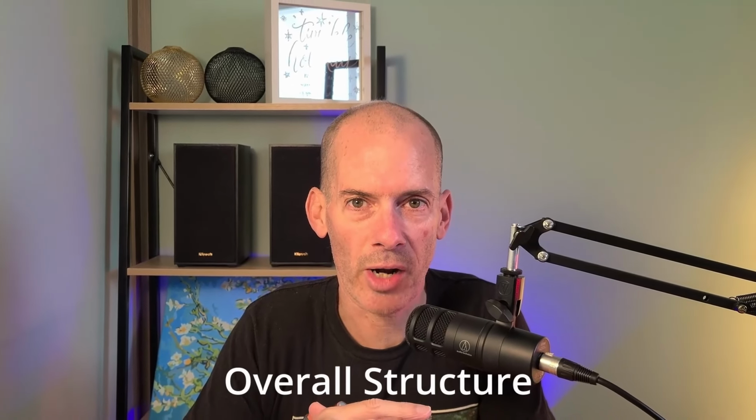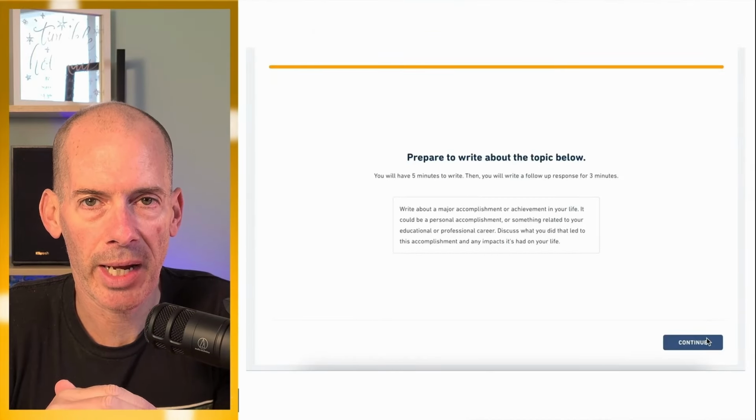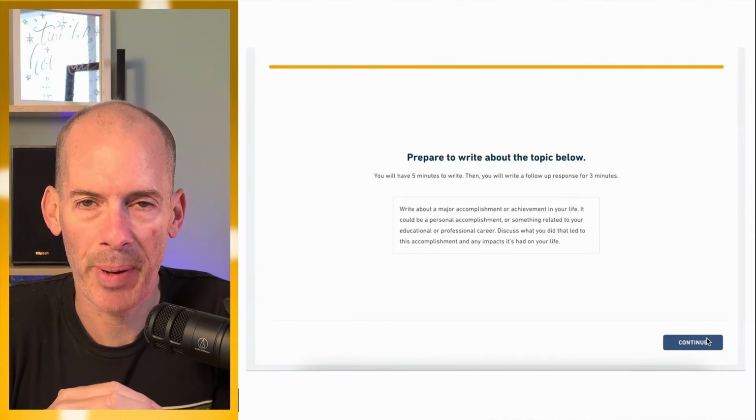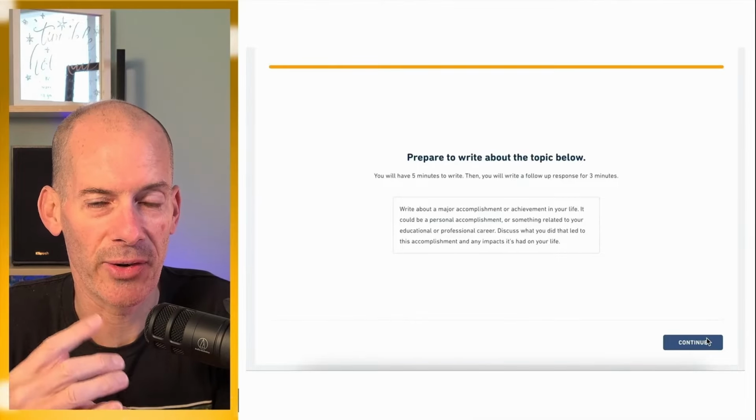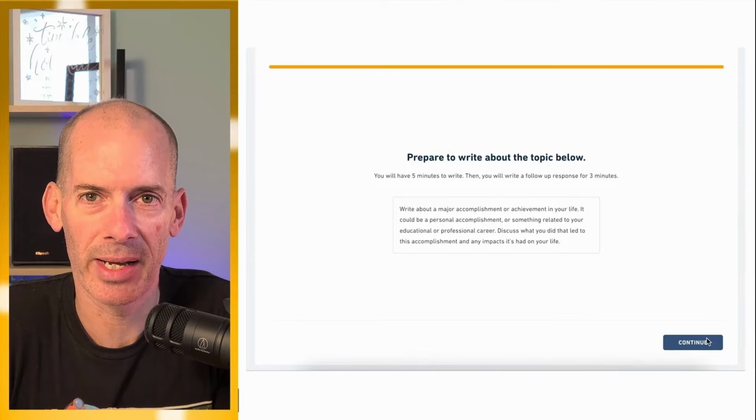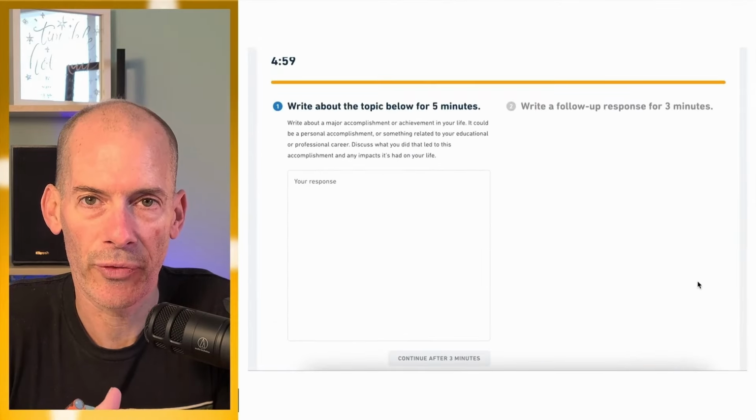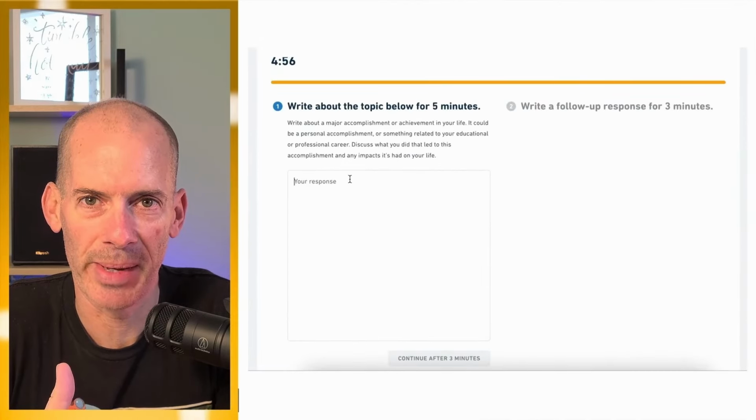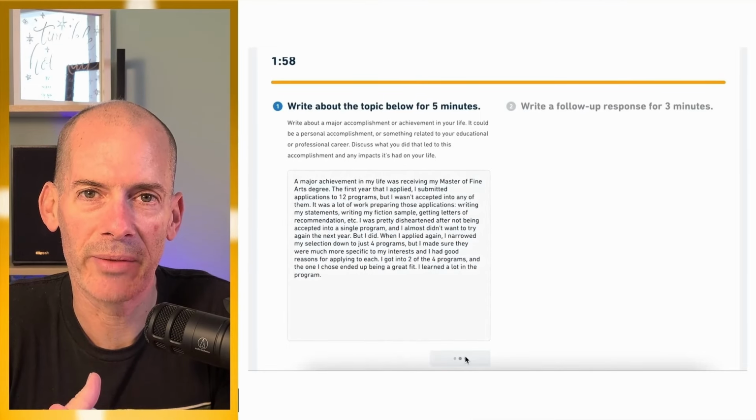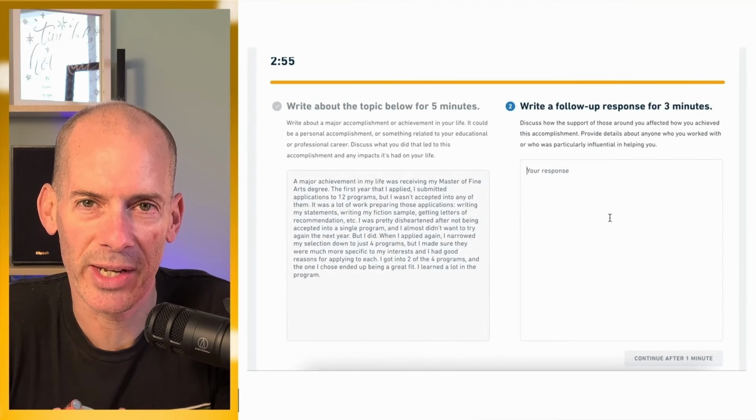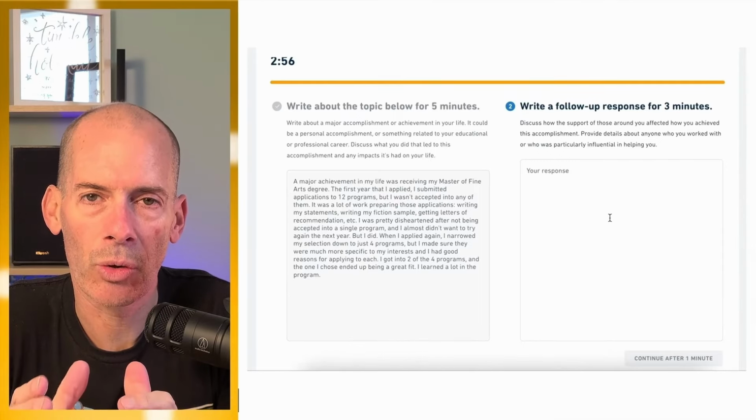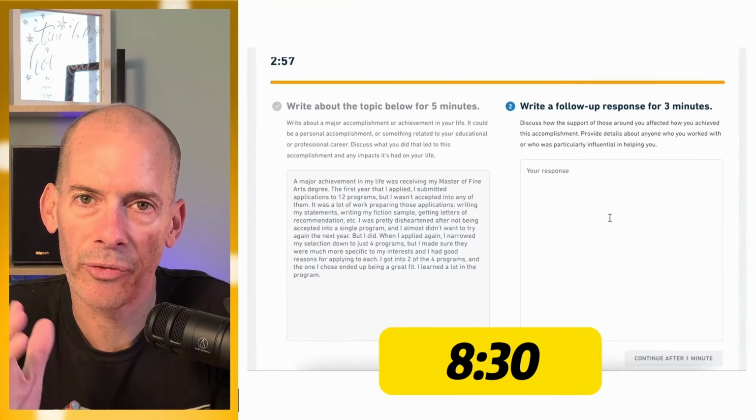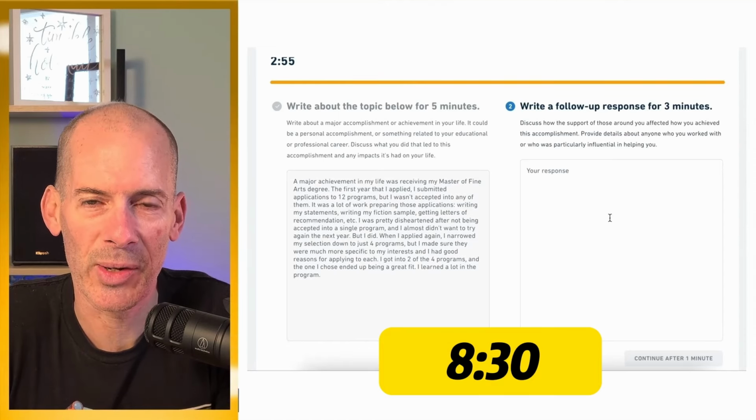Here's the overall structure of how the question will appear on your screen. You'll first see a 30-second planning screen where it says, prepare to write about the topic below. This is your chance to organize your thoughts in your head and to begin to come up with writing ideas. Then you'll be given the first prompt and be able to write for 5 minutes. Right after the 5 minutes, you'll be given the next prompt where you can write for the additional 3 minutes. So adding it all up for the interactive writing, you'll have a total of 8 minutes and 30 seconds from planning to finishing your writing to complete this task.